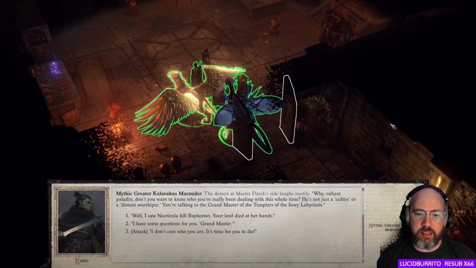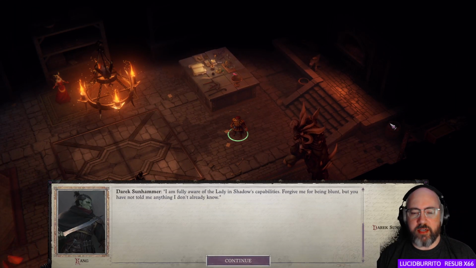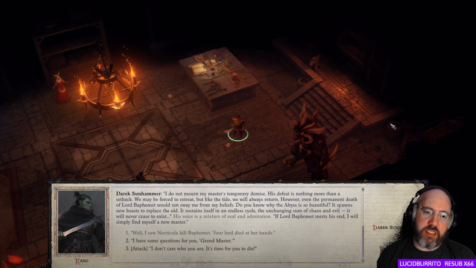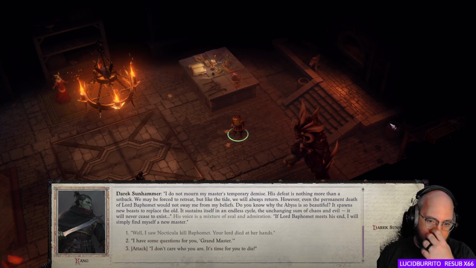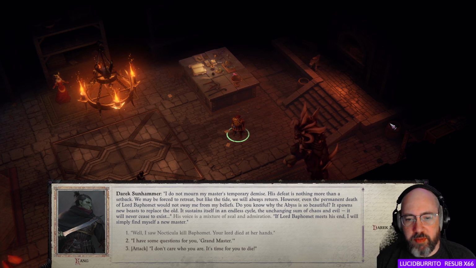Well, I did see Nocticula kill Baphomet. Your lord died at her hands. I'm fully aware of the Lady in Shadow's capabilities. Forgive me for being blunt, but you have not told me anything I don't already know. I do not mourn my master's temporary demise. His defeat is nothing more than a setback. We may be forced to retreat, but like the tide, we will always return. However, even the permanent death of Lord Baphomet would not sway me from my beliefs.